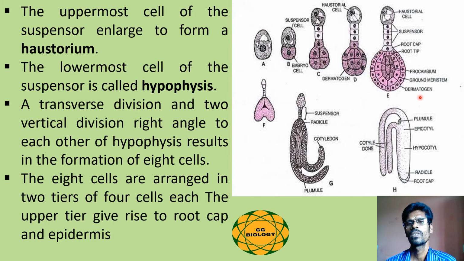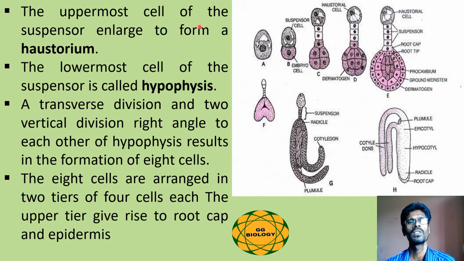This picture is the reverse of the previous picture. The embryonic cells are lying below and over them are the suspensor cells. The uppermost cell of the suspensor enlarges to form a structure called the haustorium. So among the suspensor cells, the topmost cell gets enlarged. The lowermost cell of the suspensor is known as the hypophysis. Later this hypophysis divides transversely to produce 2 cells and then vertically 2 times to produce 8 cells. The 8 cells are arranged in 2 rows of 4 each, and the upper tier gives rise to the root cap and the epidermis.